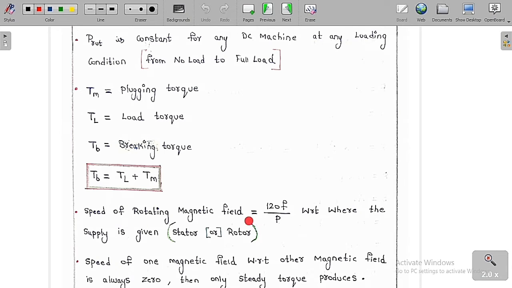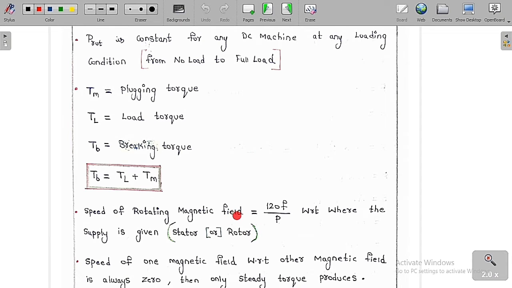The speed of the rotating magnetic field is equal to 120 F by P with respect to where the supply is given, either on the stator or on the rotor. This is a very important point, and it is the thing you always have to remember.